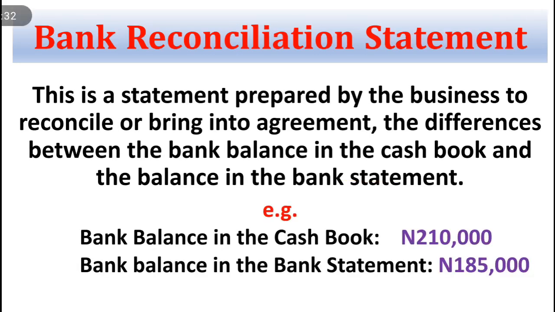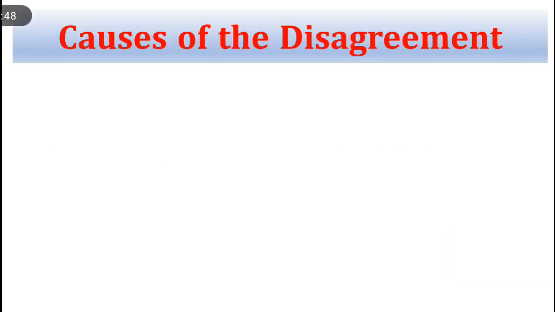Just like I said earlier, the balance in the cash book showed a balance of 210,000 naira. The balance in the bank statement showed a balance of 185,000 naira. We now prepare the statement to bring the differences into an agreement. So now the next thing is, what are the causes of disagreement? What are those things that led to the disagreement between the cash book and the bank statement?